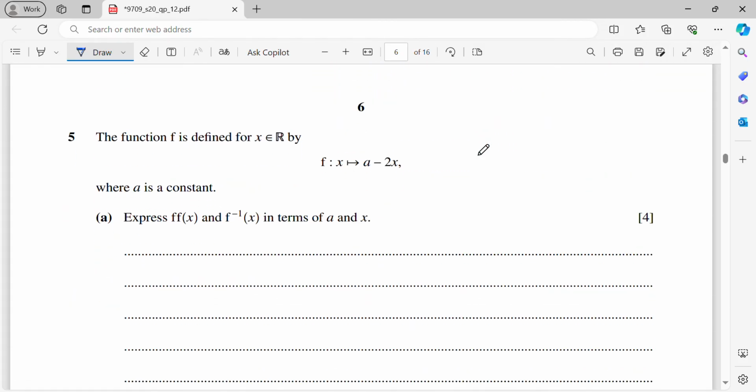Okay, next, question number 5. Given this f(x), where a is a constant, express f of f(x) and f inverse. So this f of f(x) is basically the composite function. Firstly, I will write down my f(x) first. My f(x) is basically a minus 2x. So here is f of a minus 2x.